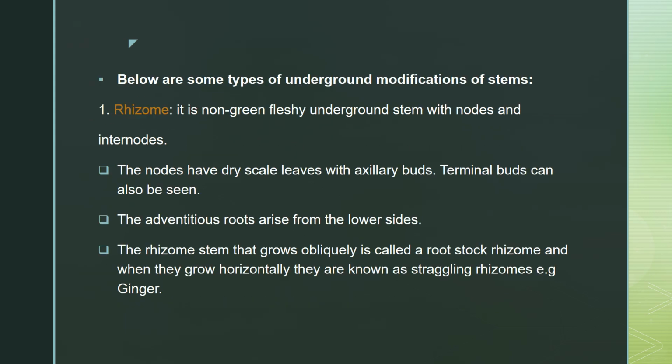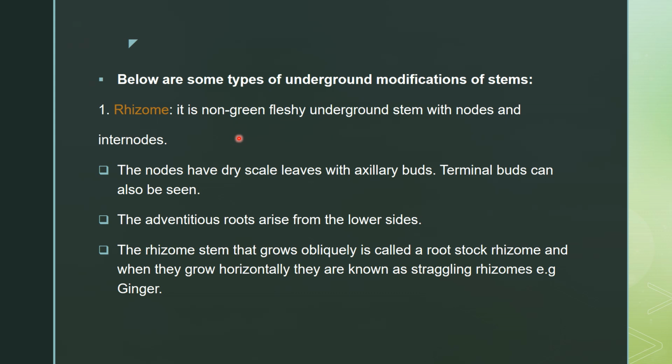Below are some types of underground modifications of stems. Number 1, rhizome. It's a non-green fleshy underground stem. Non-green. It's important to focus on this description of each type, because through this description you can distinguish between the several types.